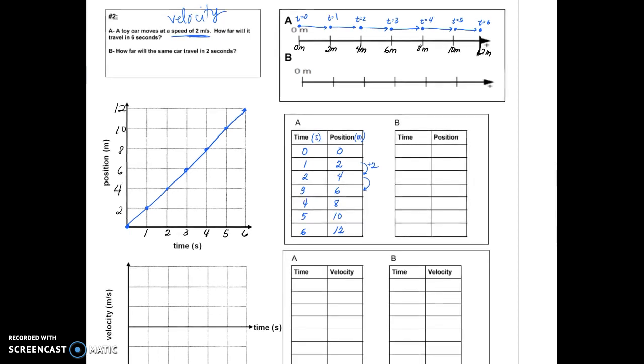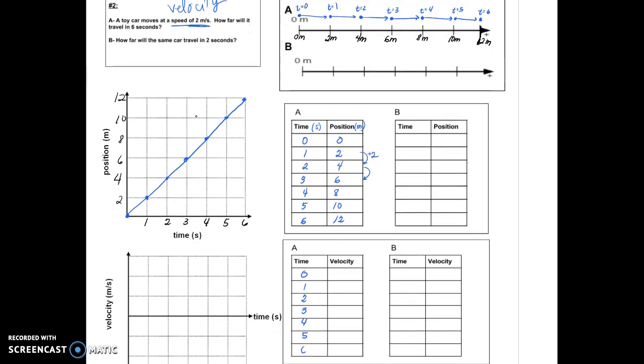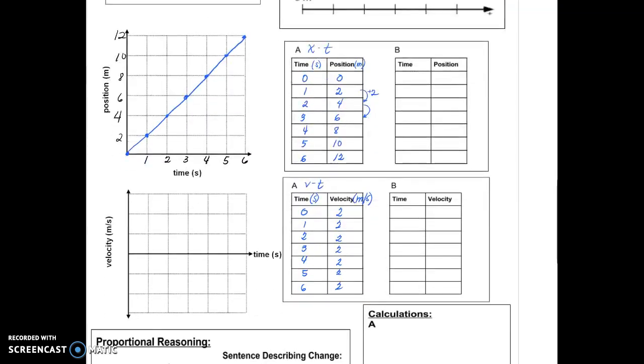So the velocity time graph would look like, so 0, 1, 2, 3, 4, 5, and 6 was at a velocity of 2 meters per second. So this was seconds, this is meters per second. So we have 2 all the way across. Now remember to look at what kind of table or graph it is. This is a position time graph. So position time, this is velocity time. They're different, so make sure that you're paying attention to what table or graph you're looking at.